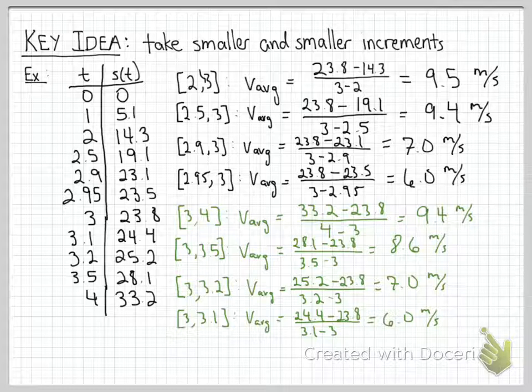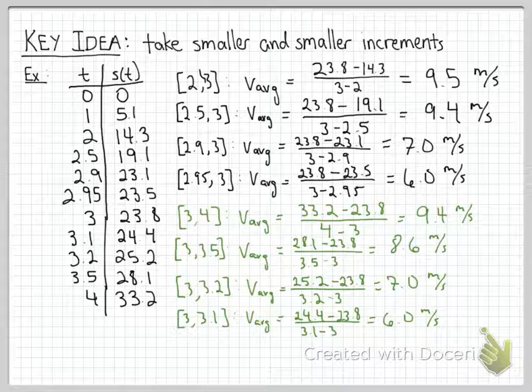Since my position was in meters and my time was in seconds, these speeds are in meters per second. If it was miles and hours, it would be in miles per hour. Now the question comes, the question I'm trying to answer. How fast is this object moving at t equals 3? Right at the instant when we hit 3 seconds on our clock, how fast is this thing moving?